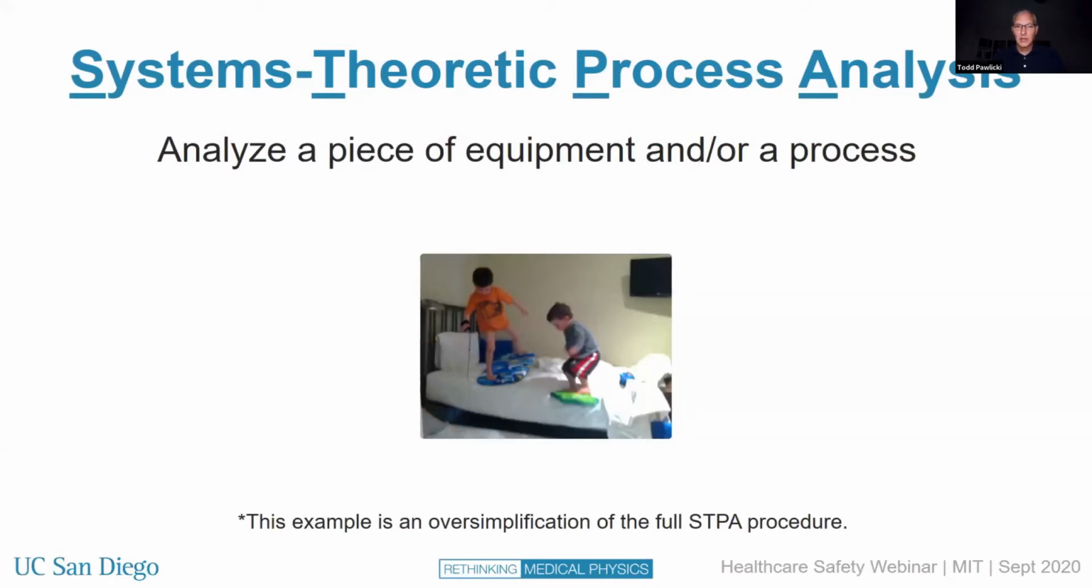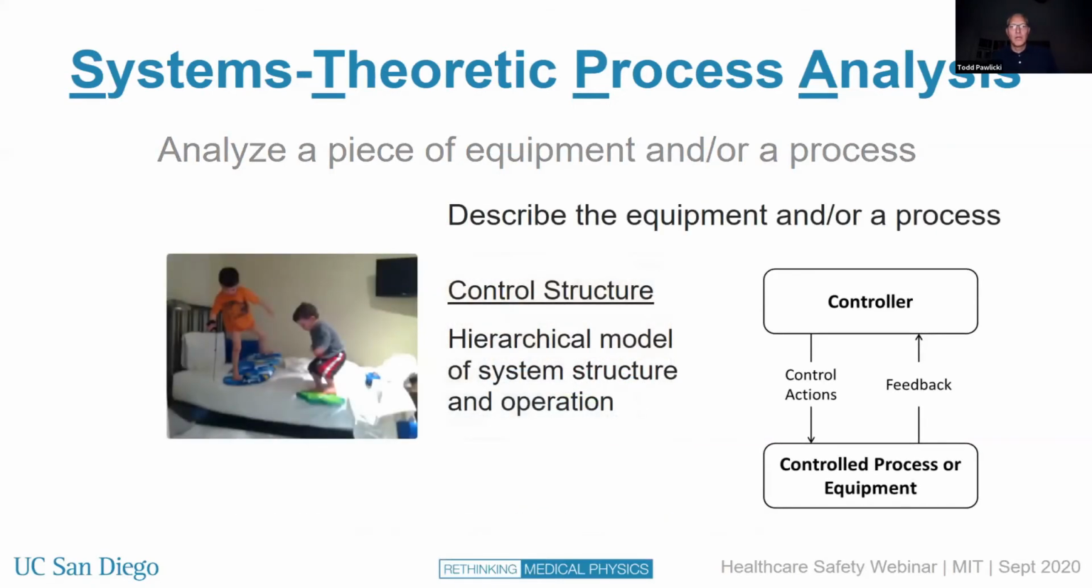I put an asterisk here because the next few slides are a pretty significant oversimplification of the full STPA procedure, but I wanted to keep it as simple and straightforward as possible so that we can get through it quickly enough so that we still have FMEA fresh in our mind, and we can draw some general conclusions about how the 2 prospective safety assessment approaches work. In STPA, you also describe, in this case, the process.